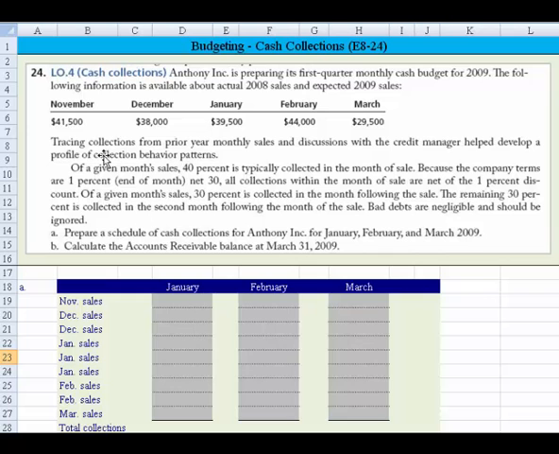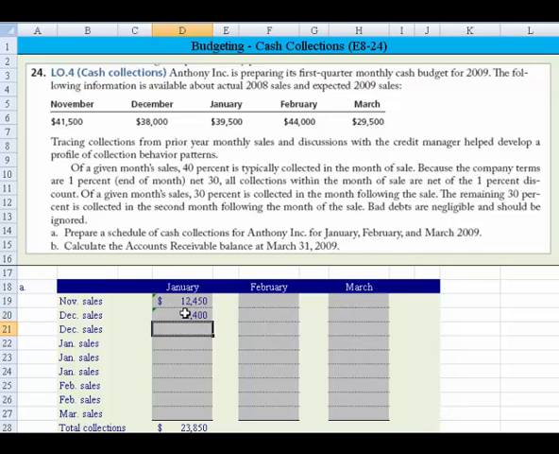So to do January, we've got November sales equal 41,500 times 30%, because we're collecting in January the remaining 30%. Right? So we've got 12,455. Now in December, December sales impact on January would be equal to 38,000, also times 30%.